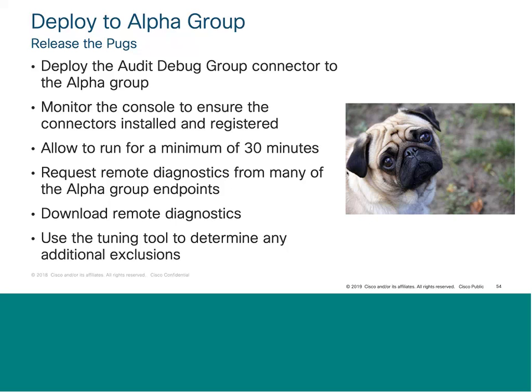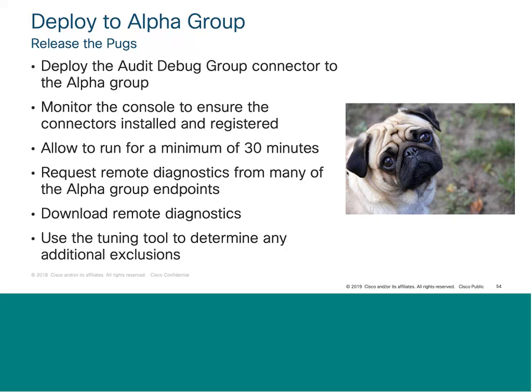We'll want to let that endpoint run for a minimum of 30 minutes. And then we can use the remote diagnostic feature to gather that data, and then we'll download that data from the AMP4Endpoints file repository. There's a slide at the very end of the deck that takes you step by step where to click for each of these items.